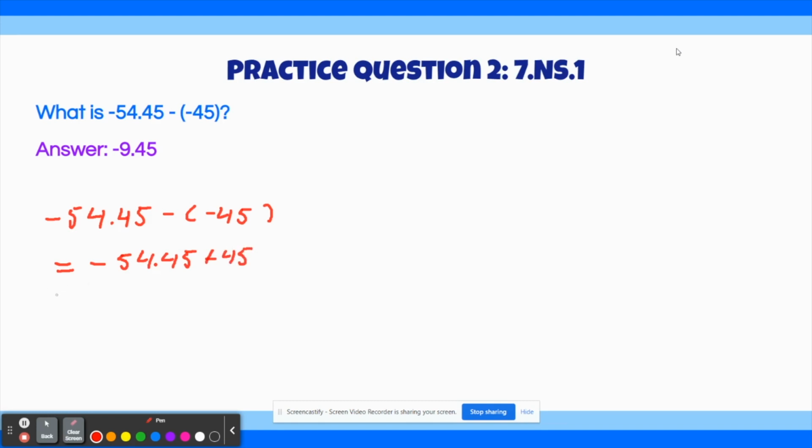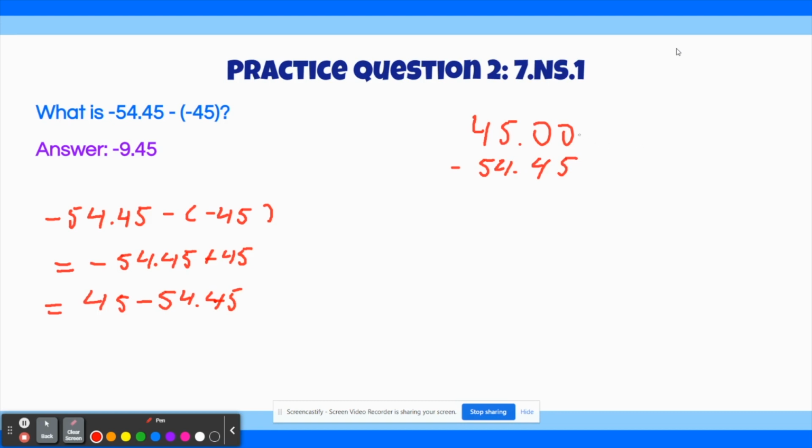And I'm going to go ahead and rewrite this as 45 minus 54.45 because that makes it easier for us to compute. And we're allowed to switch the order of the numbers as long as we keep the signs the same. So we're going to have to subtract this as 45.00 minus 54.45.